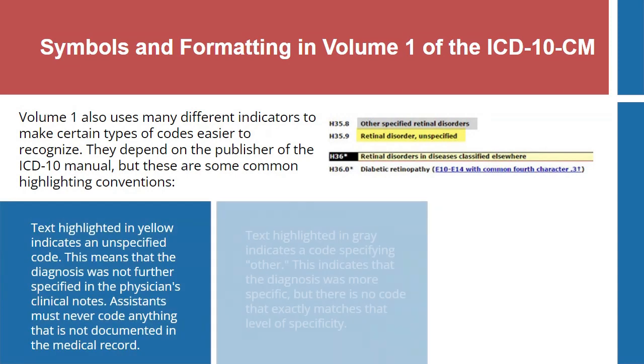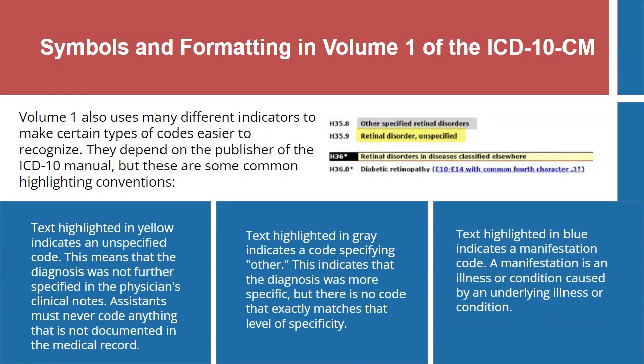Now, volume 1 uses many different indicators to make certain types of codes easier to recognize. For example, yellow means that it's unspecified. This means that the diagnosis was not further specified in a physician's notes. Now, gray codes are used for other. This indicates that the diagnosis was more specific, but there is no code that exactly matches that level of specificity. And text highlighted in blue indicates a manifestation code. A manifestation is an illness or condition that's caused by an underlying illness or condition.